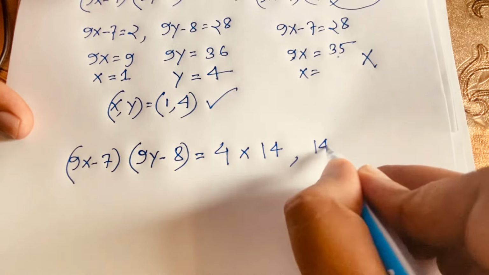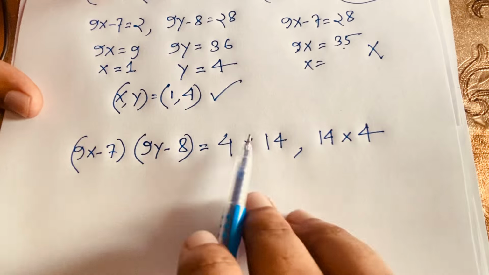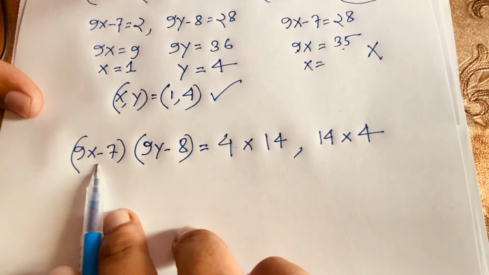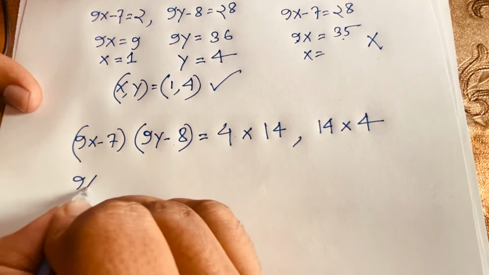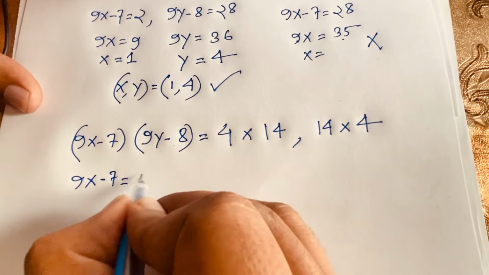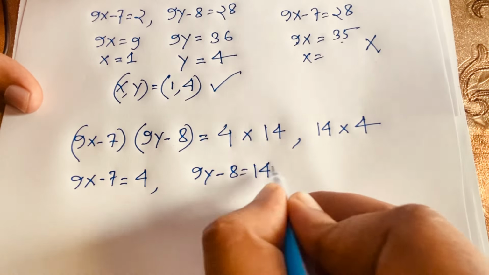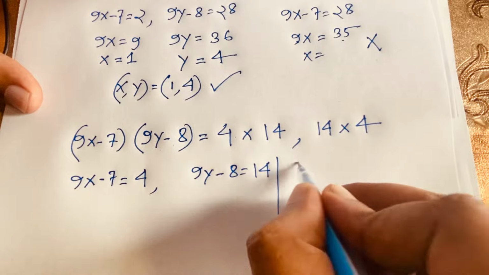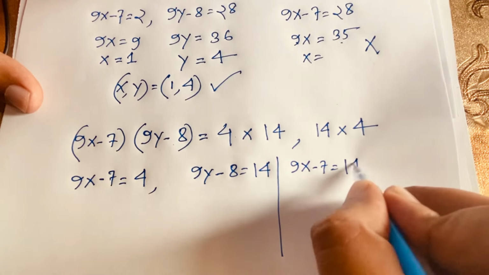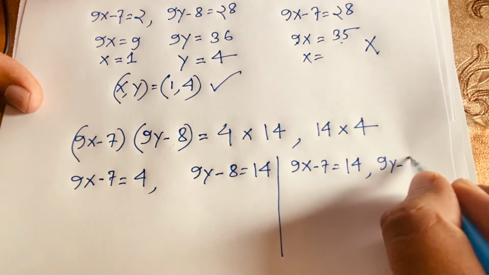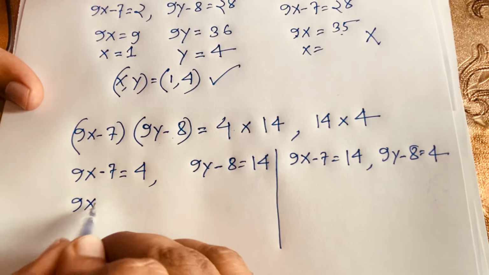Okay, so we'll find out the other case, 9x minus 7 times 9y minus 8 will be 4 times 14, or 14 times 4 is okay. So I take this is equal to 4, this is equal to 14, and again I take this is equal to 14, this is equal to 4. So I can say easily 9x minus 7 is equal to 4 and 9y minus 8 is equal to 14. In the other case I can say 9x minus 7 is equal to 14 and 9y minus 8 is equal to 4.